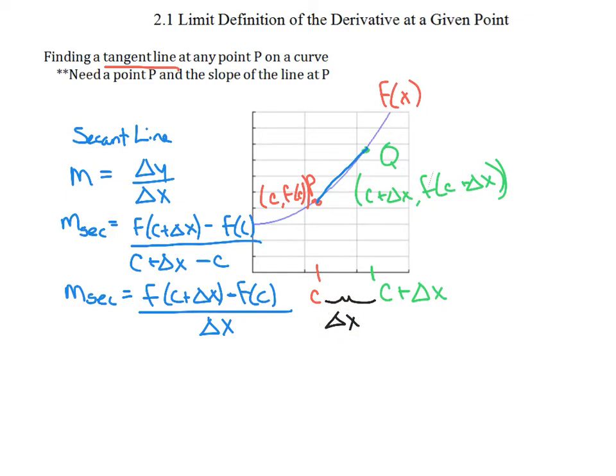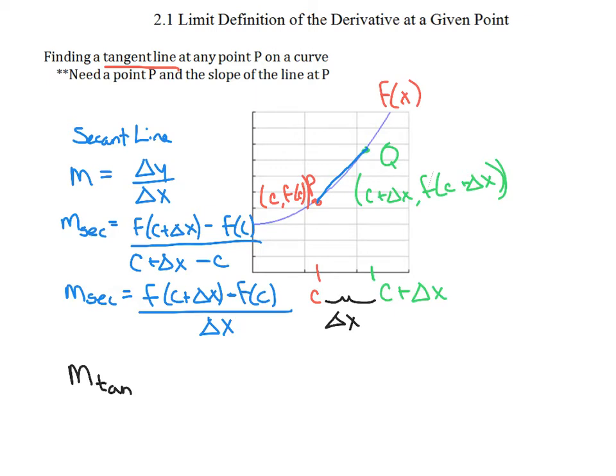And as I make the point Q come closer and closer to the point P, I'm going to eventually get where Q is right on top of P. If Q is on top of P, then I really just have a line that goes through 1 point on my curve, and that's going to be a tangent line to the curve. So then let's change over to our definition for, instead of the slope of the secant line, we now want the slope of the tangent line.